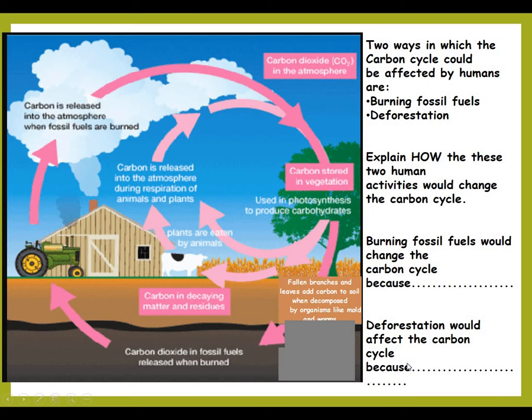Deforestation would affect the carbon cycle in two ways. First of all, you cut down the trees, which removes a carbon sink. So all of the carbon dioxide that would have been absorbed by those trees remains in the atmosphere, increasing atmospheric CO2 levels. Secondly, when you cut down the trees, they're often burnt to get them out of the way, to use the land for other things. So that is a really rapid release of all the carbon that was stored in the trees, and it's released into the atmosphere, again increasing atmospheric CO2 levels.